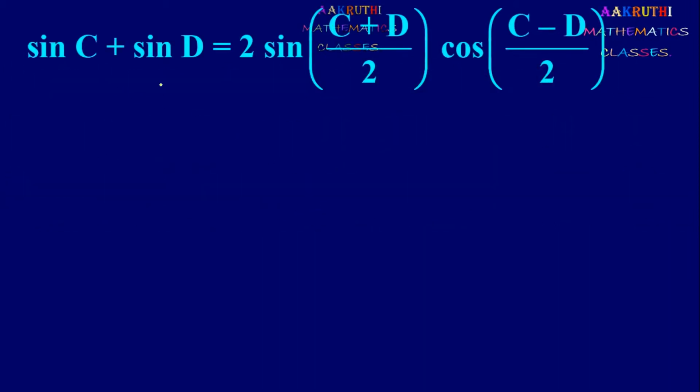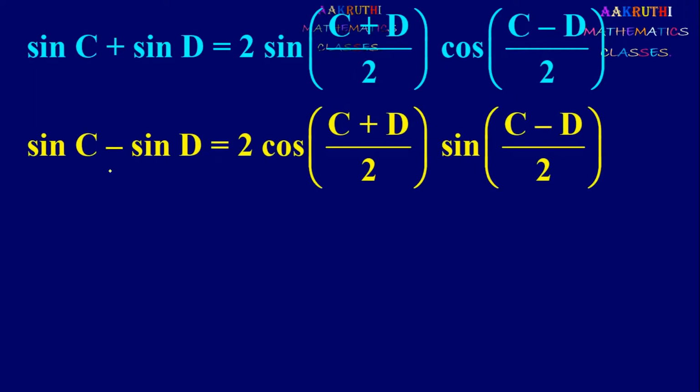Next formula: sin c plus sin d is 2 sin((c+d)/2) cos((c-d)/2), and sin c minus sin d is 2 cos((c+d)/2) sin((c-d)/2). When both are in sin and it is addition, we get sin and cos. When both are in sin and it is subtraction, we get cos and then sin. So sin c minus sin d is 2 cos((c+d)/2) sin((c-d)/2), and sin c plus sin d is 2 sin((c+d)/2) cos((c-d)/2).